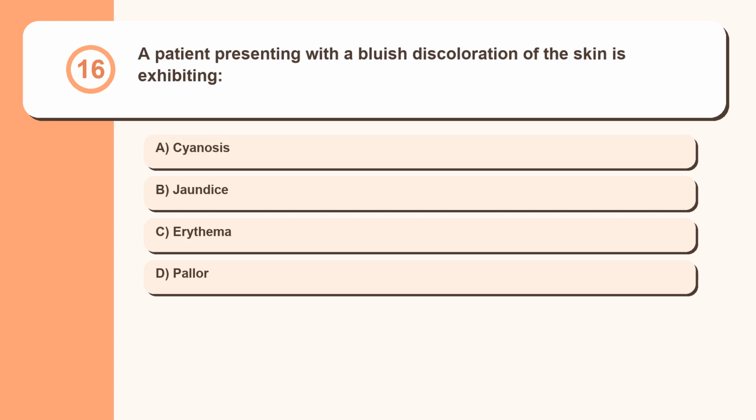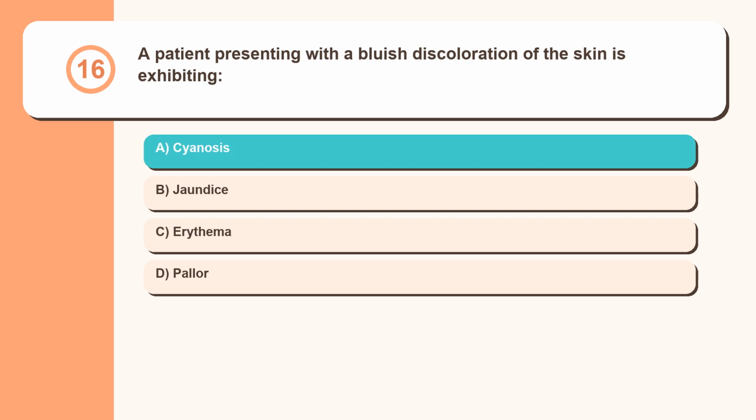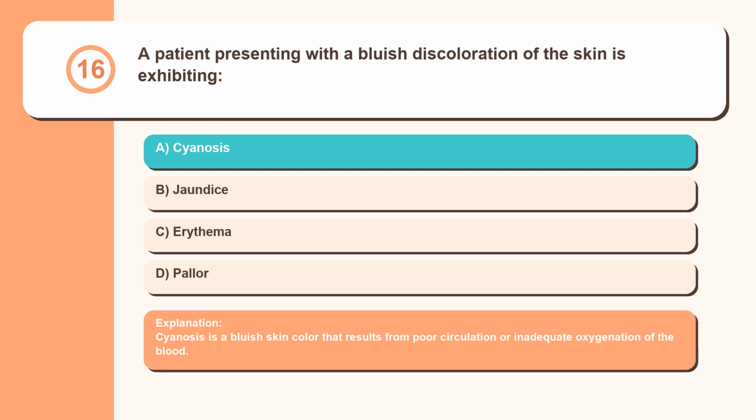Question 16. A patient presenting with a bluish discoloration of the skin is exhibiting cyanosis, jaundice, erythema, pallor. Cyanosis is a bluish skin color that results from poor circulation or inadequate oxygenation of the blood.